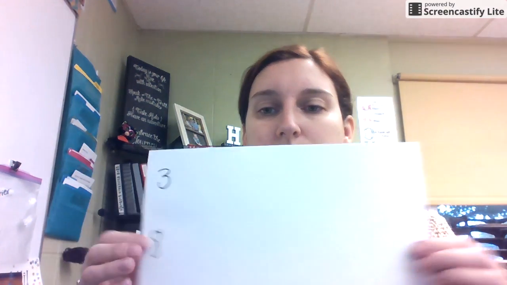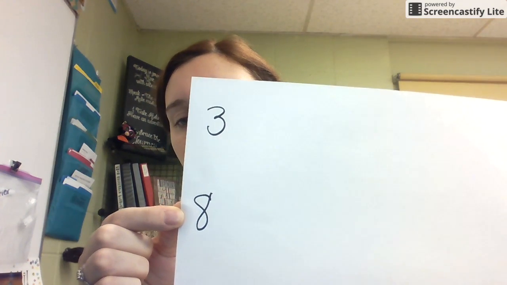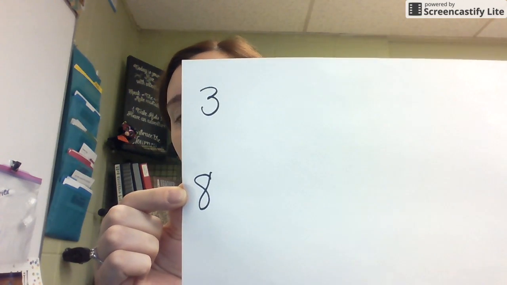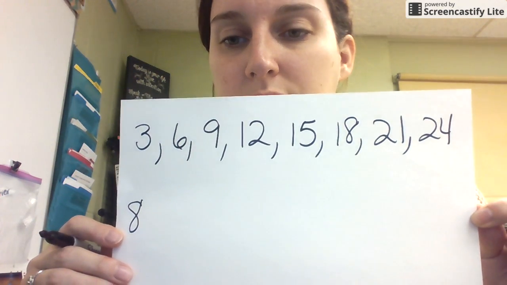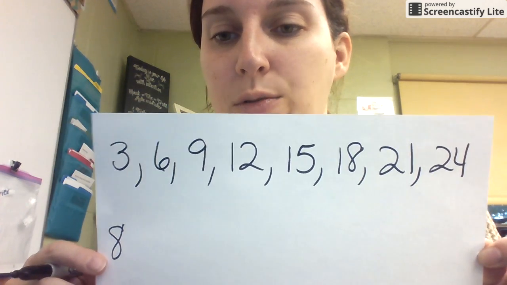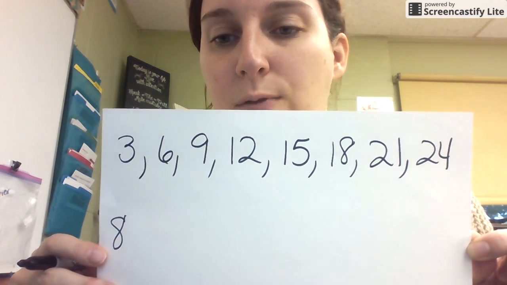Our example is going to be the numbers 3 and 8. So we need to be able to skip count by 3s and skip count by 8s. If you'll skip count with me, if we skip count with 3, we go 3, 6, 9, 12, 15, 18, 21, 24. I've run out of room on my page, so I'm just going to leave it at that. So we counted by 3s up to 24.